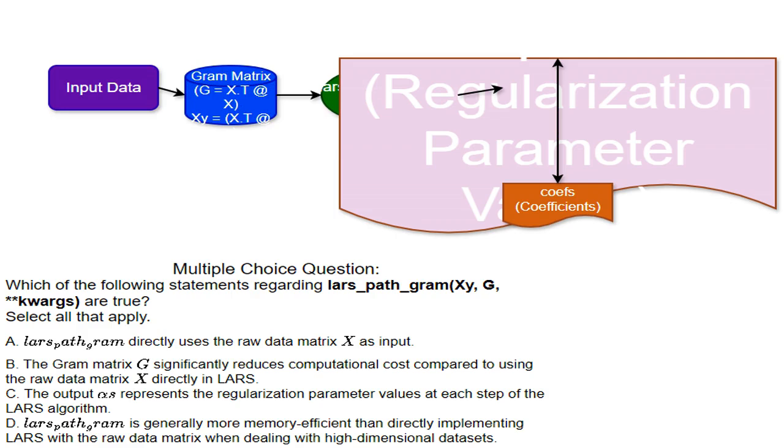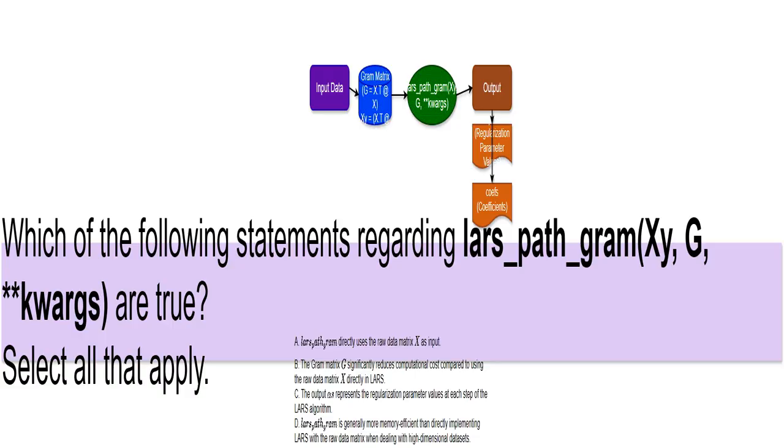This section introduces the multiple-choice questions about the lars_path_gram function in scikit-learn. I'm setting the stage for you to test your understanding. Here, I present you with 4 statements. I want you to identify the correct ones. This is where you apply what you know about lars_path_gram and the gram matrix.